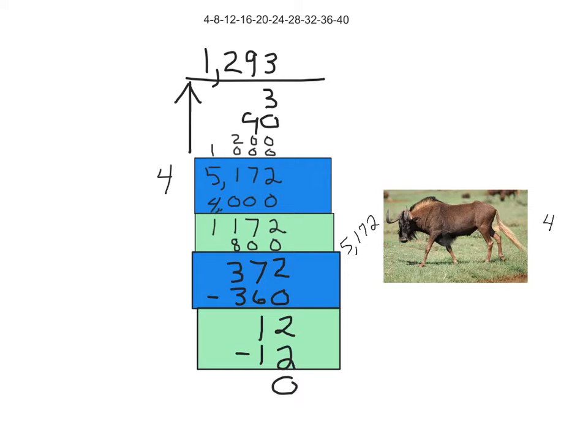And then I've got a remainder of 0, right? So I don't even have to put a remainder. I can just get rid of that. And that right there too. And my answer is 1,293, right? So let's go back to the scenario, right?